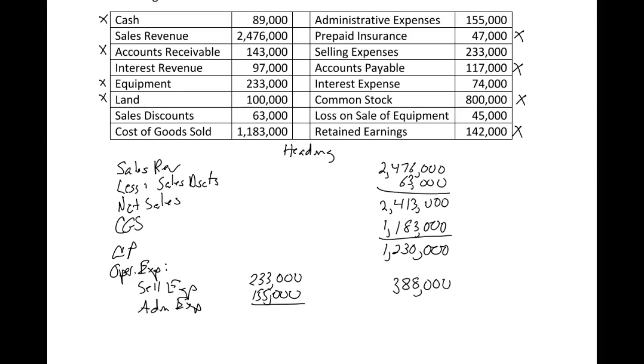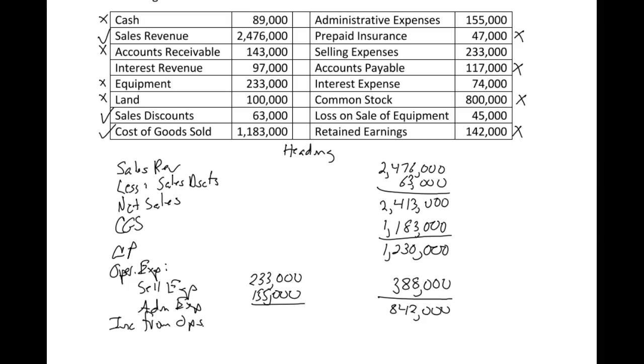All right, and so we'll net that, and that's going to give us income from operations. So I'll abbreviate it like that, and that's 842,000. Another thing you can be doing as you do this, and maybe I should have started with this, is as you use items up, just check them off. Sales revenue, we used. Sales discount, 63, we used. Cost of goods sold, we used.